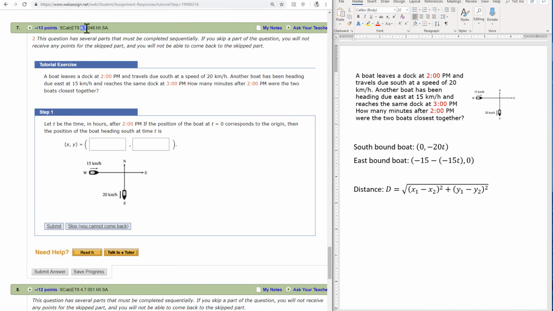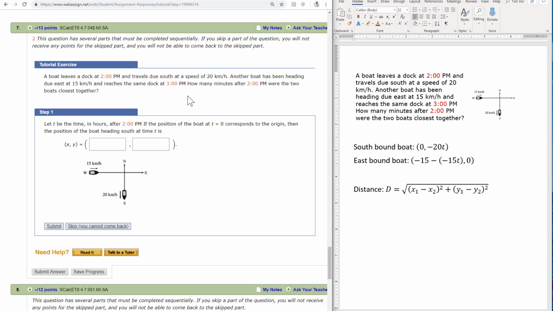Let's do this problem from the lab assignment, section 4.7. A boat leaves a dock at 2 p.m. and travels due south at the speed of 20 kilometers per hour. And then we have another boat heading east, 15 kilometers per hour, and reaches the same dock at 3 p.m. So that's an hour. How many minutes after 2 were the two boats closest together?